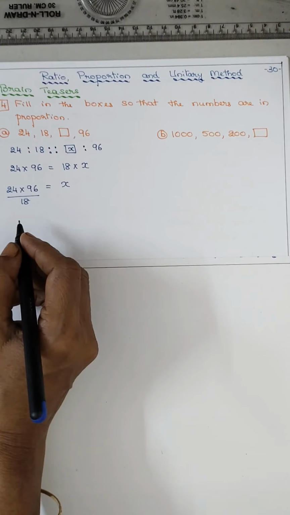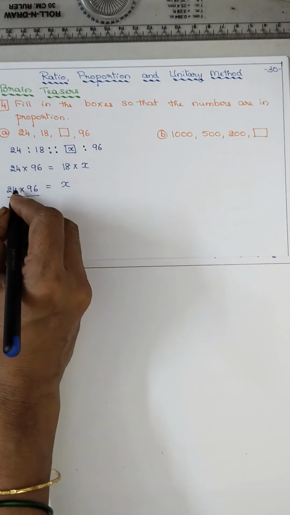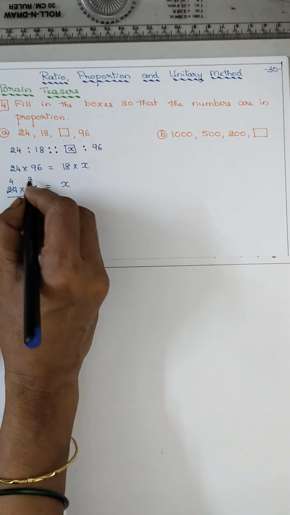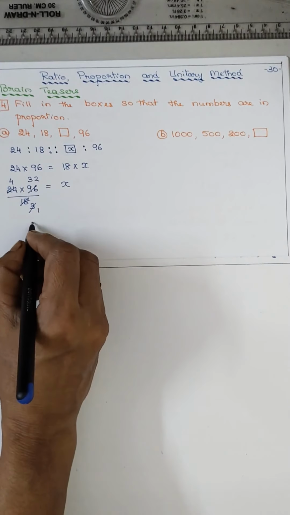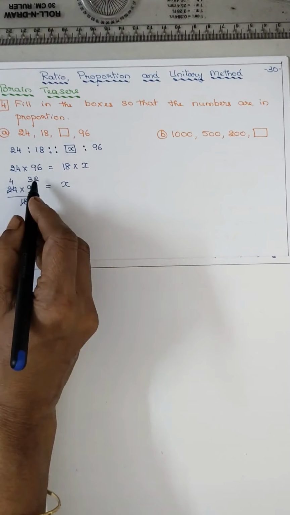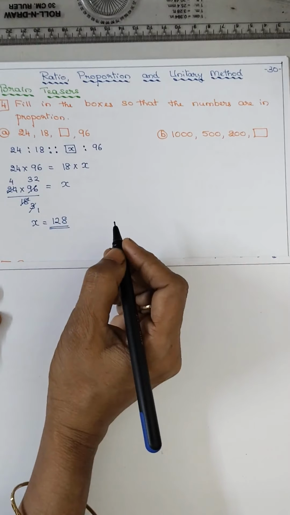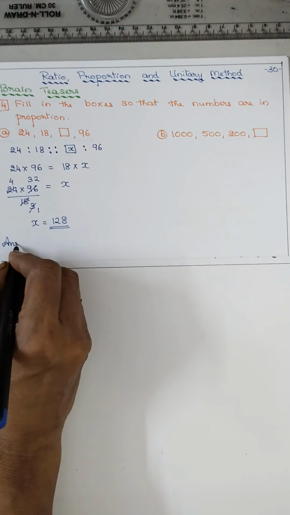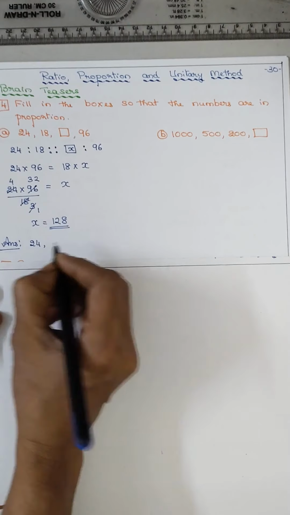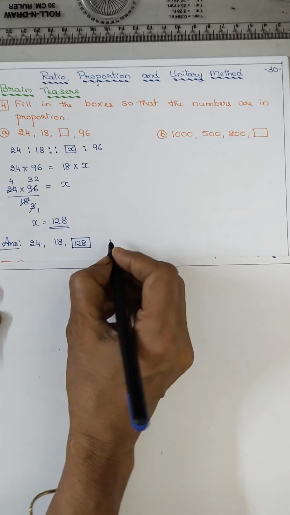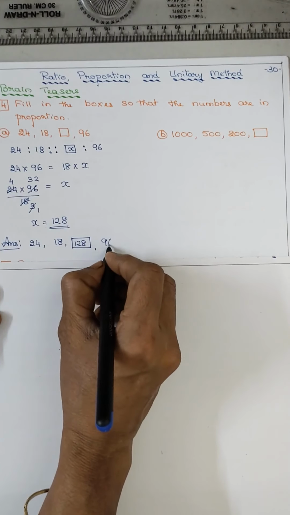9 or a 6. You can take 6, isn't it? 6 3s are 18, 6 4s are 24, 3 1s are 3, 3 3s are 9, 3 2s are 6. So x is equal to 4 2s are 8, 4 3s are 12. So the answer will be 24, 18, box, that is 128, and 96.